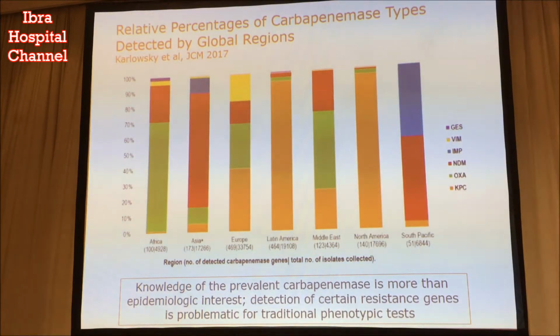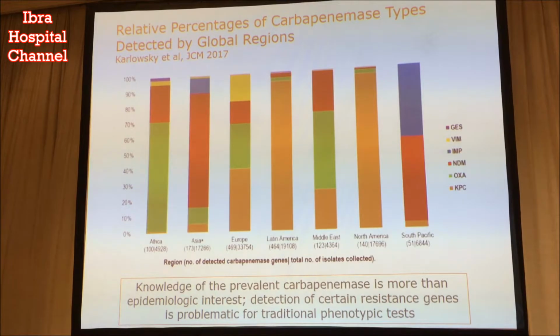And if we look at the Middle East, the third from the right, what we see is the most common is the OXA-48, the green bar that's in that figure. We also see NDM, the red bar at the top, and KPC, the orange bar at the bottom. Those are the 3 most common genes encoding for carbapenemases that you see in your region.